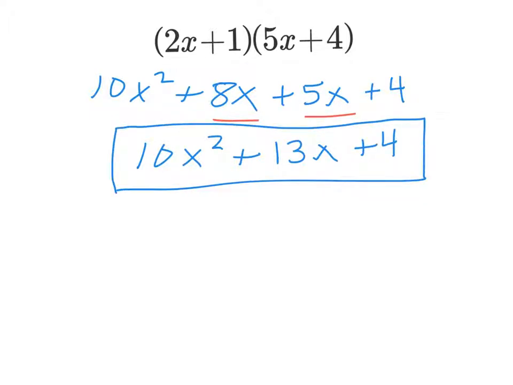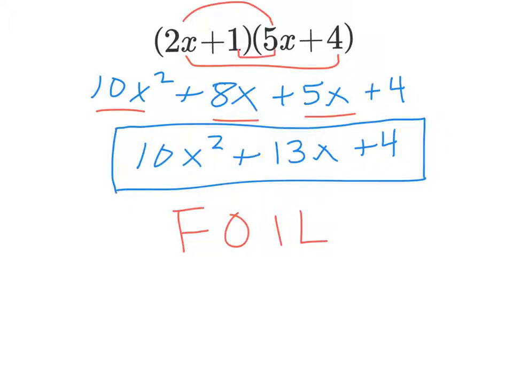Some students like to refer to this type of multiplying as foiling. If I write out the letters F-O-I-L, the F stands for the first two terms multiplied together. That's where the 10x squared came from. The O stands for the two outer terms, or the far apart terms, multiplied together. The I stands for the two inner terms multiplied by each other. That's where I got the 5x from. And then the L stands for the two last terms in each quantity multiplied together, the 1 times the 4, which is where this term came from.